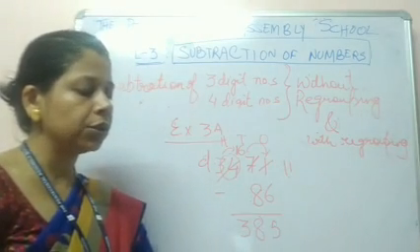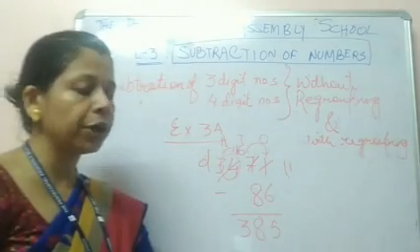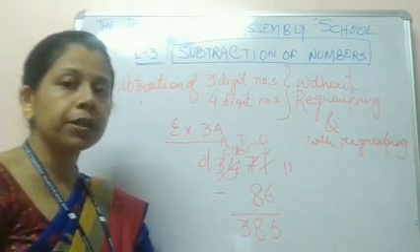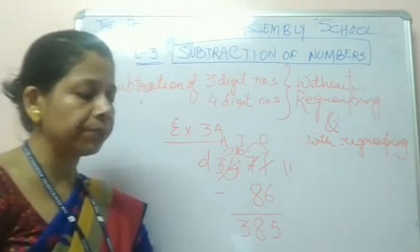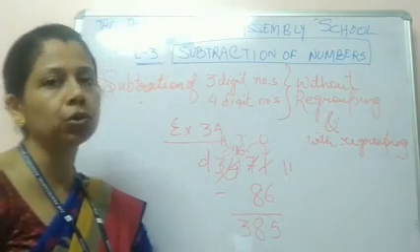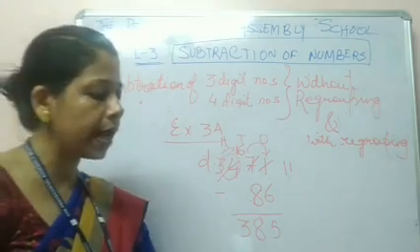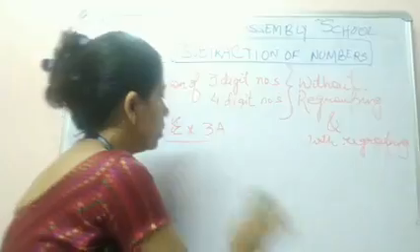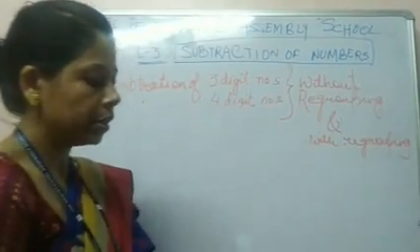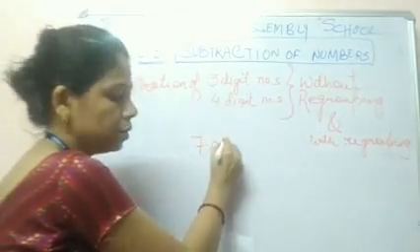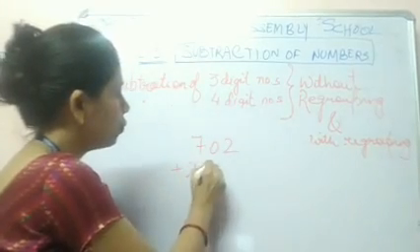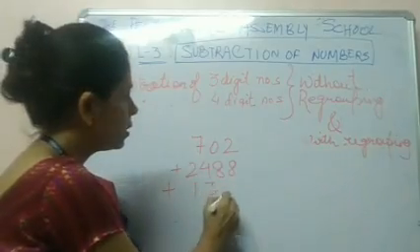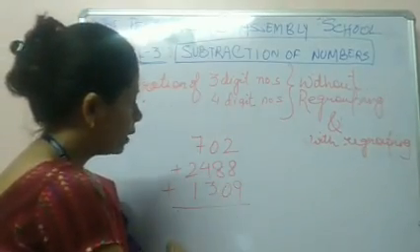702 dolphins, 2,488 penguins and 1,309 octopus were found in a public aquarium. How many of them are there altogether? So what you will do, you will add it. I hope you have not forgotten addition. Okay, so let us quickly do this. 702 plus 2488 plus 1309. So let us add it.